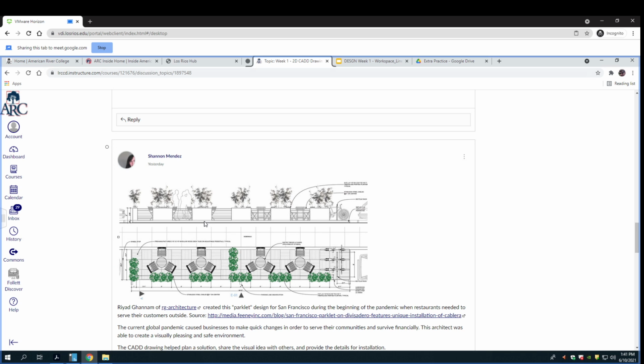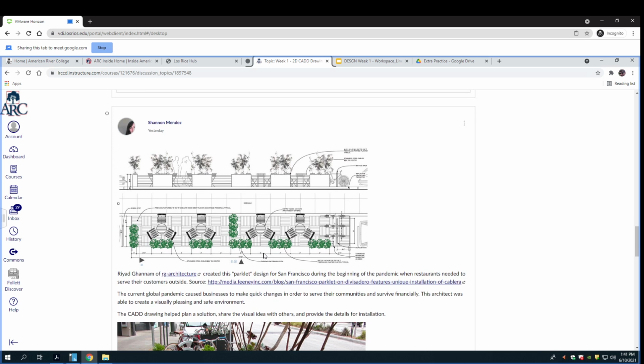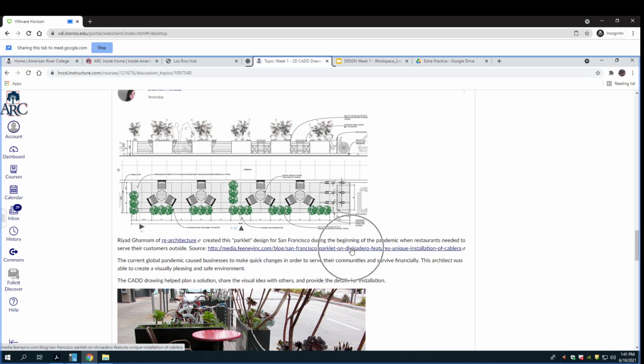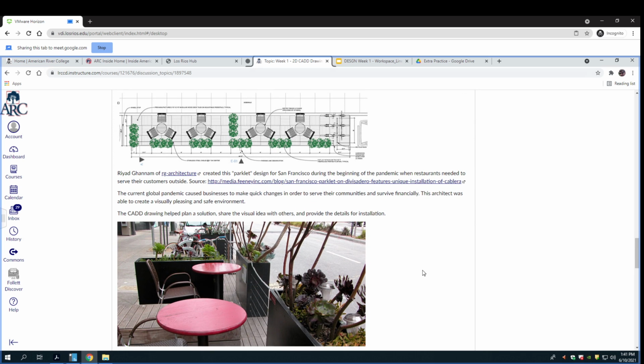So this is a really cool drawing. And look, there's where it was, right? This is really neat, and there it is. That's so cool to be able to go, oh, I get it. There it is. There's bike racks. There's these little planters. There's the cabling.